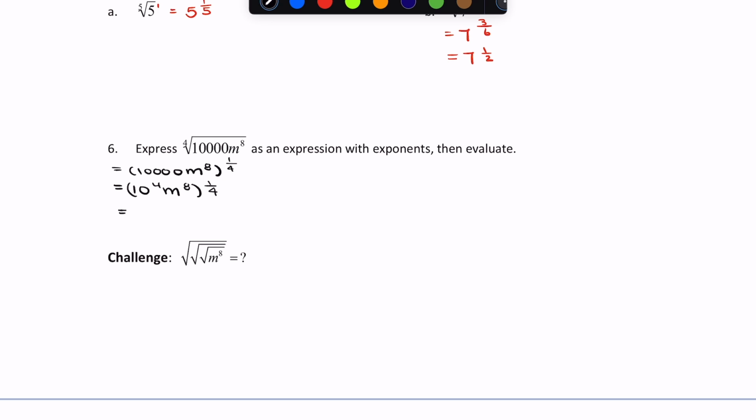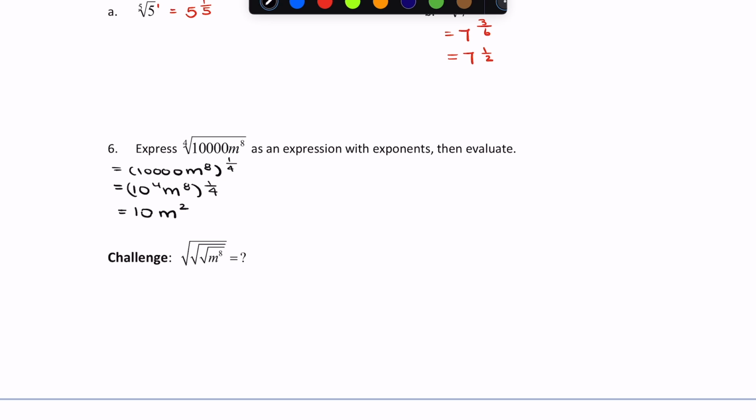And so we'll apply the exponent to 10 to the power of 4 and m to the power of 8. 10 to the power of 4 to the power of 1 over 4. We're multiplying the exponents, which will just give us 1. So 10 to the power of 1 is just 10. m to the power of 8 times 1 over 4. So it'll be 8 over 4, which will give us m to the power of 2.